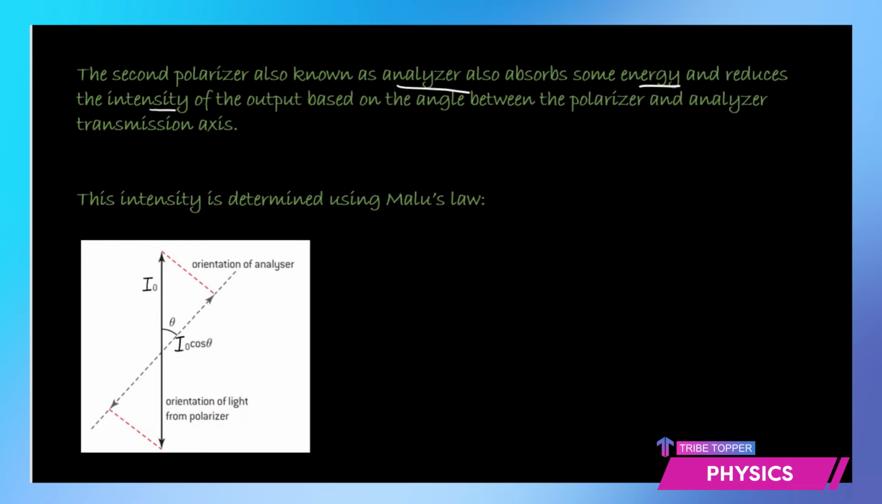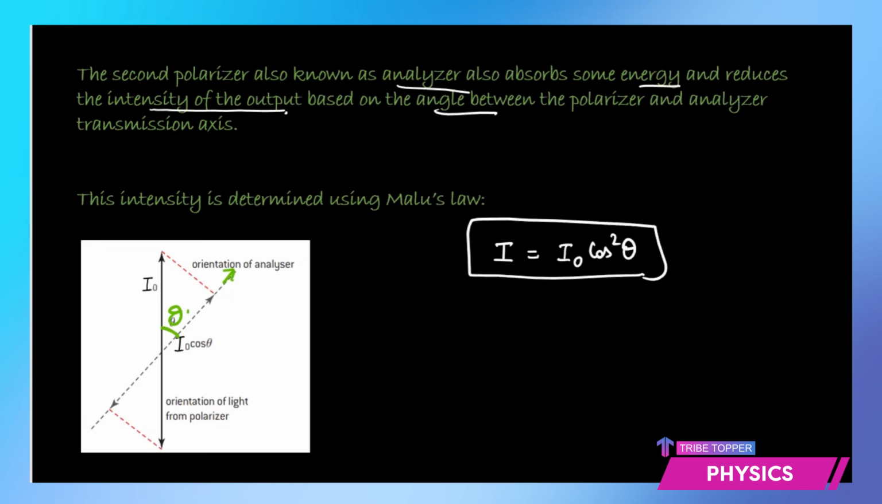It further reduces the intensity of the output, but this analyzer reduces the intensity based on the angle between the polarizer and the analyzer. Like you can see here, this is my analyzer and this is my polarizer, and this is the angle between them. So the intensity of the output coming from the analyzer, or the second polarizer, depends on this angle, and this is determined by Malus's law. Malus's law says that the intensity of the light coming out from the analyzer is equal to I naught cos squared theta.